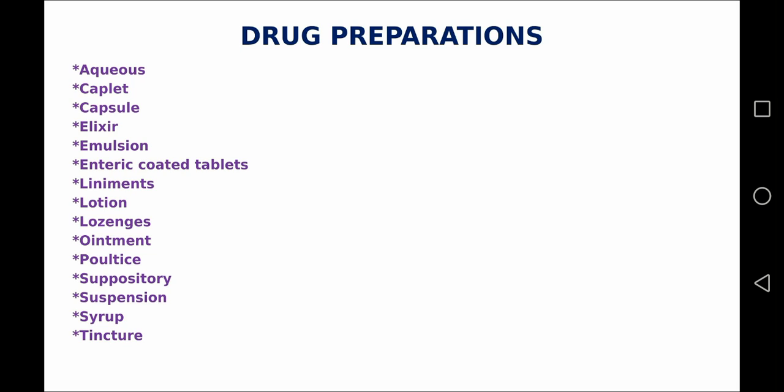Next is suspension. These are undissolved particles of a drug placed in a liquid. Next is syrup. These are drugs dissolved in a solution containing water and sugar. Next is tincture. These are alcoholic or hydroalcoholic solutions prepared from drugs derived from plants.